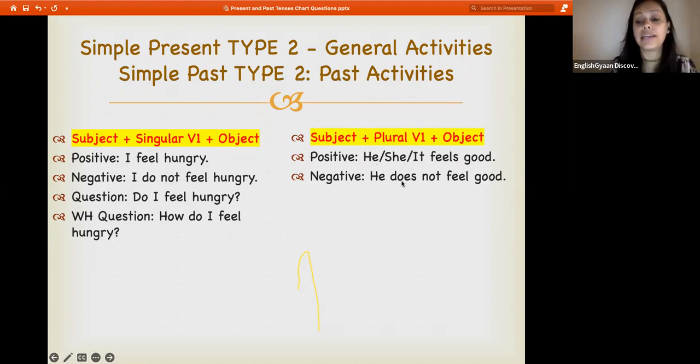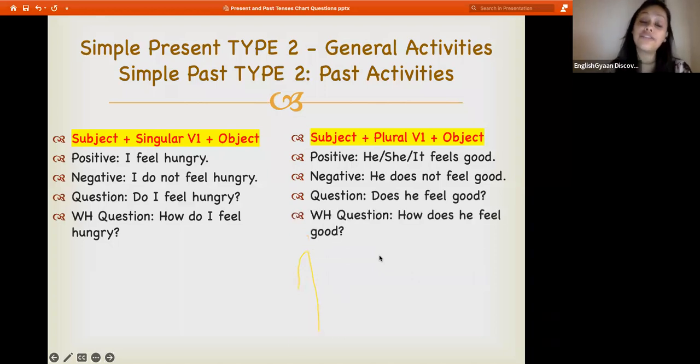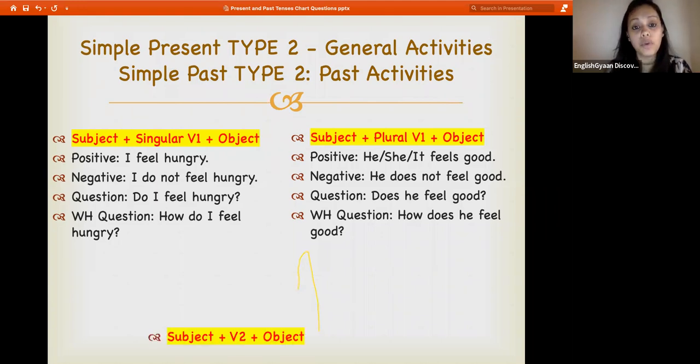But if you want to make it negative, you will use he does not feel, because the logic says that if there is does in the statement, the verb will take the singular form. So he feels good. He does not feel good. Does he feel good? How does he feel good? When does he feel good? Why does he feel good? This is simple present type 2, where with I, we, you, they, the verb is singular, and with he, she, it, the verb is plural.